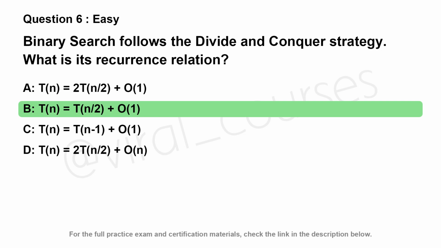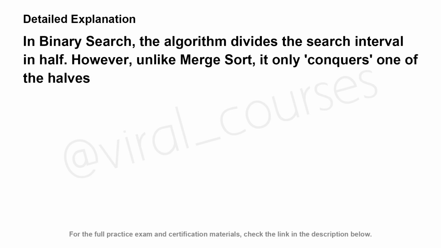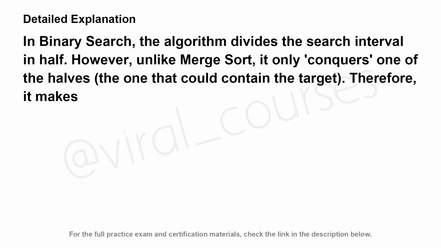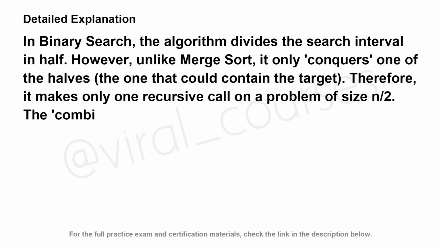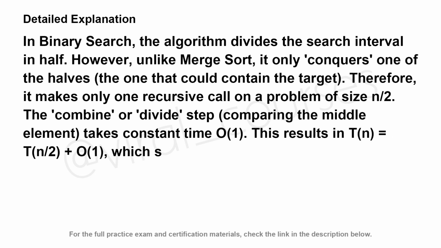The correct answer is B. In binary search, the algorithm divides the search interval in half. However, unlike merge sort, it only conquers one of the halves, the one that could contain the target. Therefore, it makes only one recursive call on a problem of size n/2. The combine, or divide, step, comparing the middle element, takes constant time O(1). This results in T(N) equals T(N/2) plus O(1), which solves to O(log n).